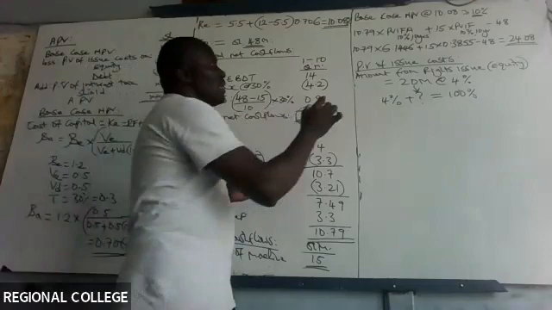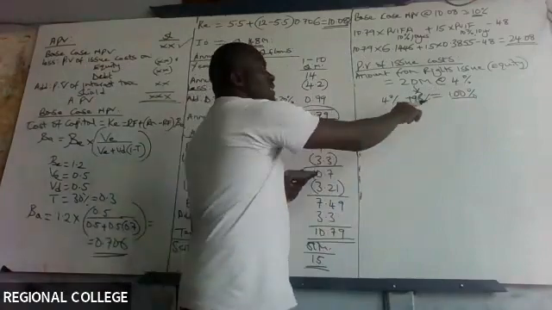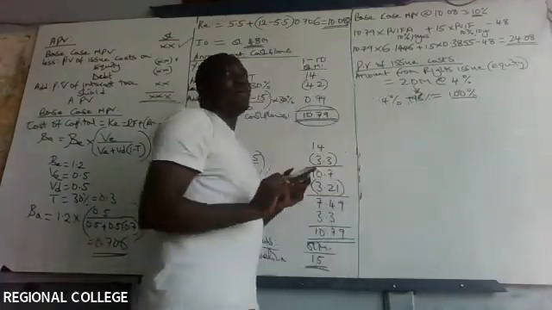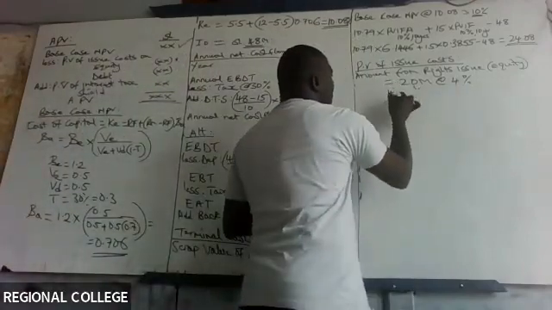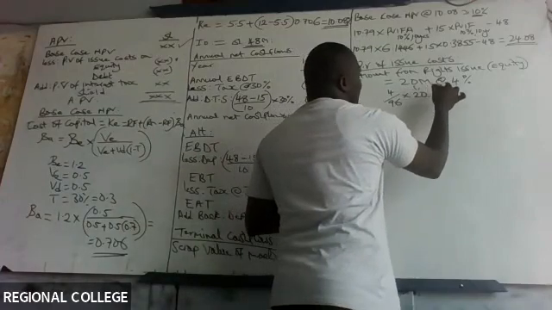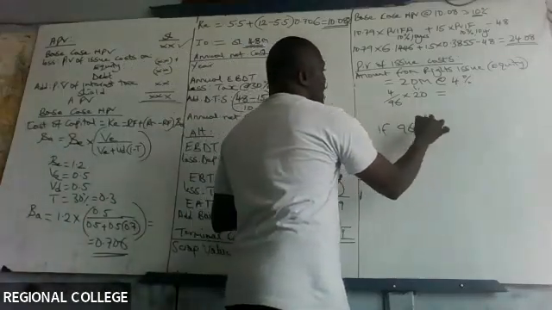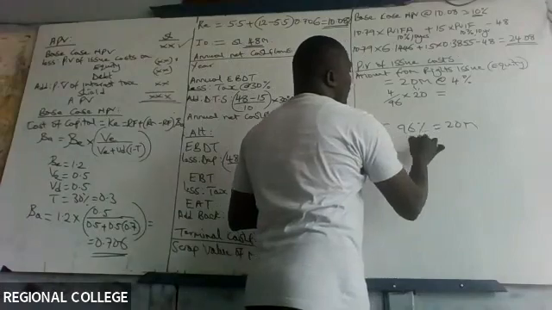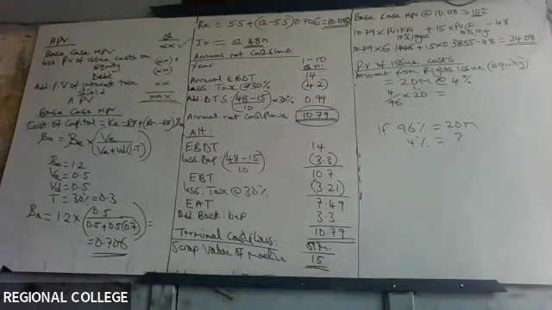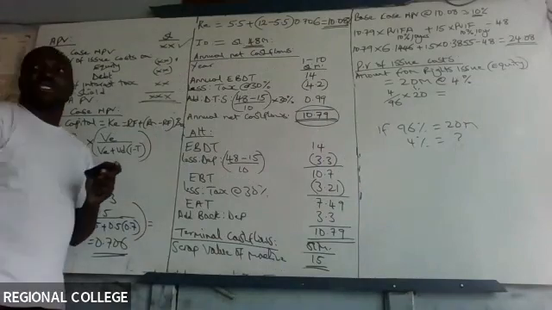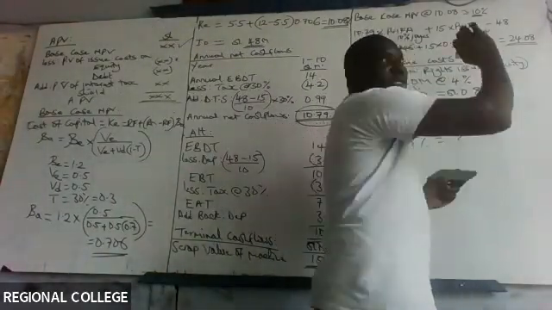So now, on 100, we have 96%. So if 96% equals 20 million, what will be 4%? So our issue cost becomes 4 over 96 times 20, which is 0.83.